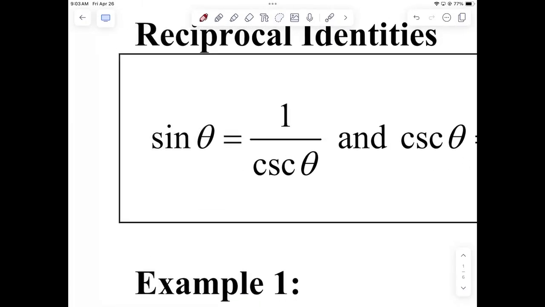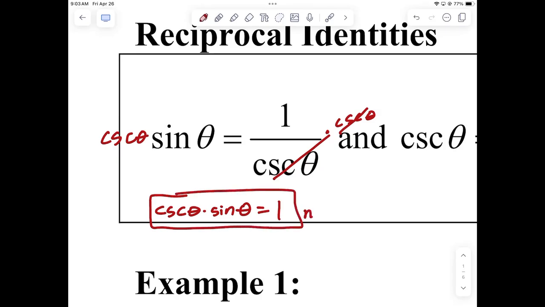Got it? All right. So once you have these fundamental identities and you know they're true, you can start manipulating them algebraically. For instance, if I take this identity here and I simply multiply both sides by cosecant of theta, I get cosecant of theta times sine of theta equals, these divide out, and I'm left with 1. Guess what I just created? I created a new identity. Cosecant times sine is the same thing as 1.